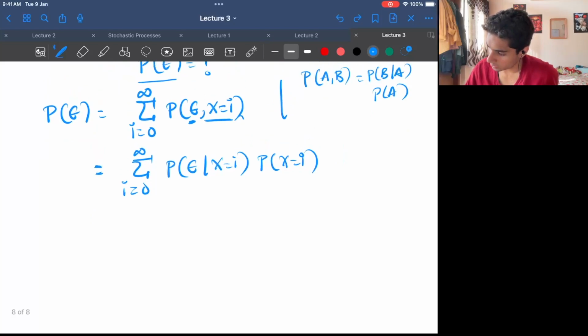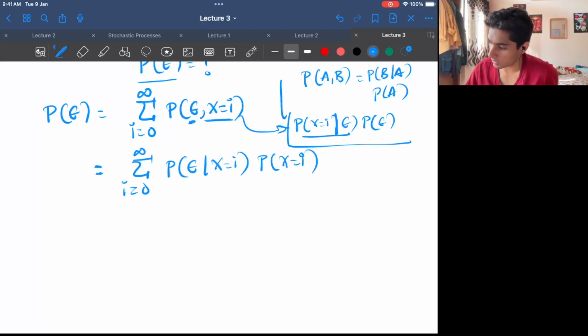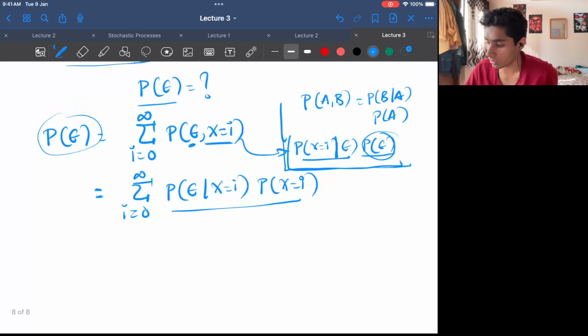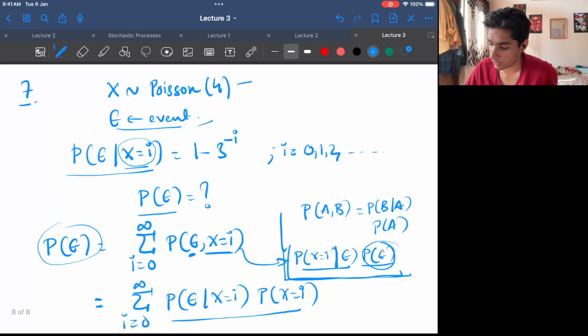Another way to write this could have been to write it as probability of x equal to i given E into probability of E. But notice that this won't help us because this is also unknown and this is what we are being asked actually. So this type of decomposition won't help. You have to decompose it like this. Which decomposition you need to use depends on what information you have been given.